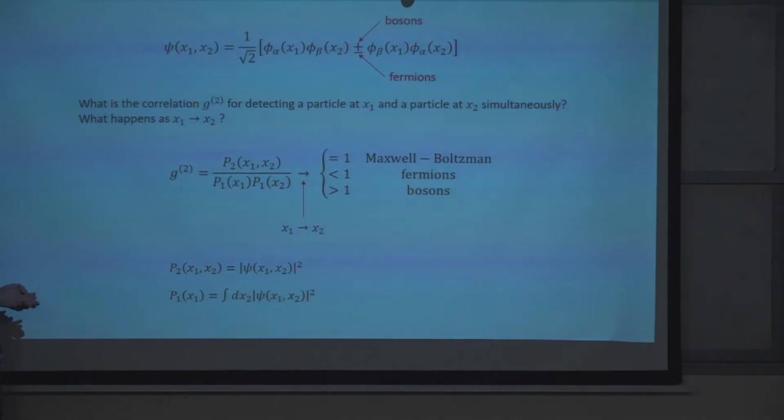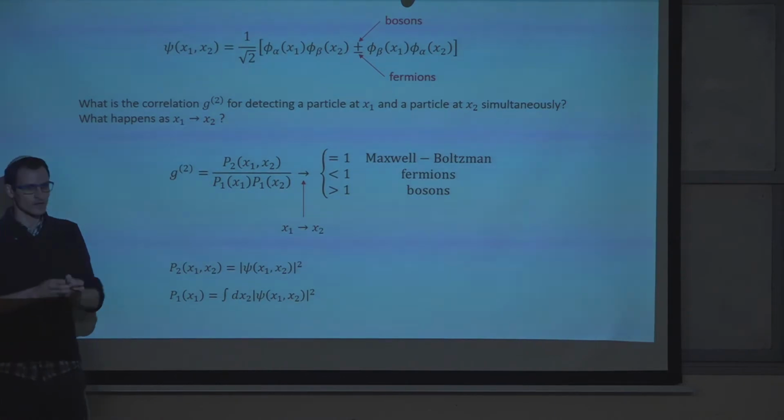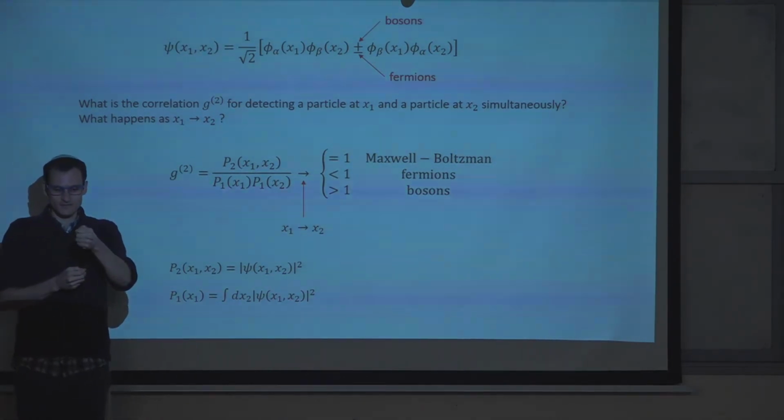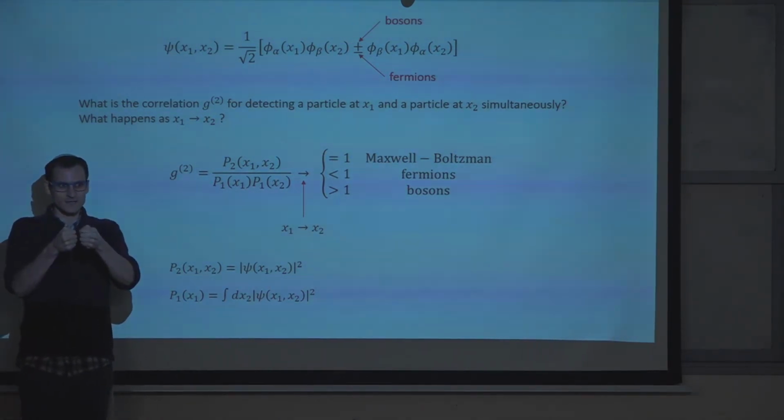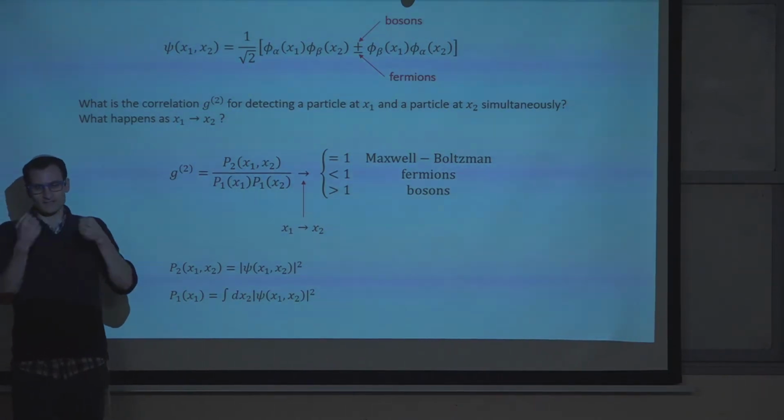So the first thing you notice is that g2 for fermions is smaller than 1. This means that if you detected one fermion at a certain position, the probability of detecting another fermion right next to it is small. And why is that? Because of Pauli exclusion. That we already know. It's not surprising.